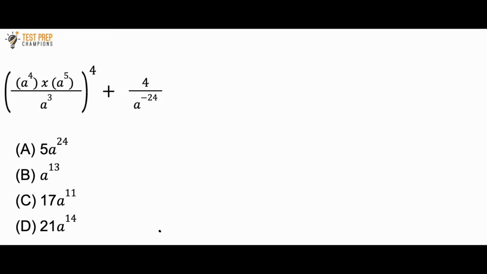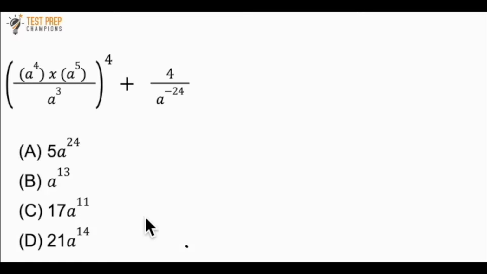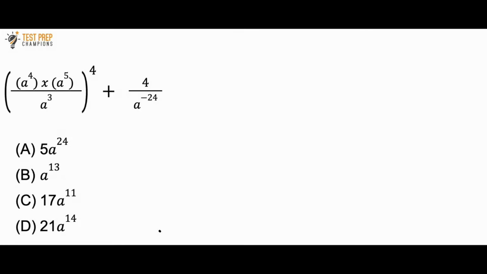So on the screen is your next example, and as I edit this video, I just want to make a note here to clarify something. This x right here is not a variable, this is showing multiplication. So this is a to the 4 times a to the 5, and I just wanted to clarify that. Let me give you a chance now, if you'd like to pause the video, try to figure this out, and whenever you're ready, we'll go over the answer.